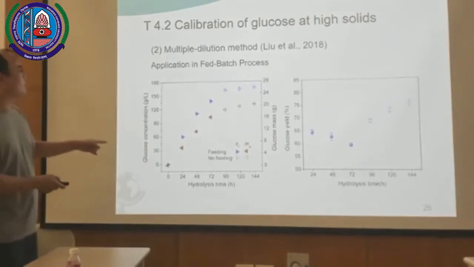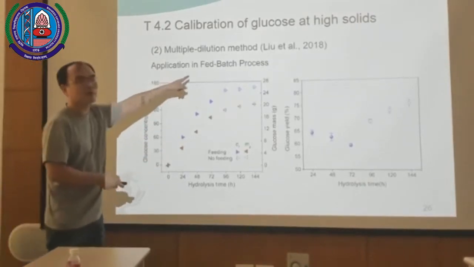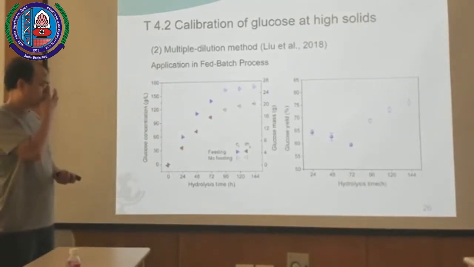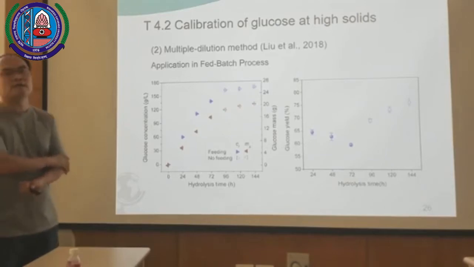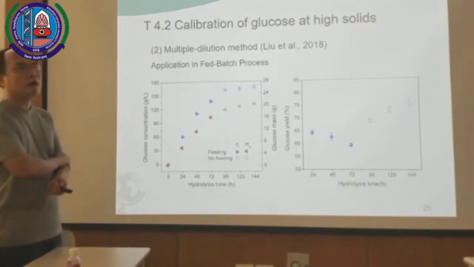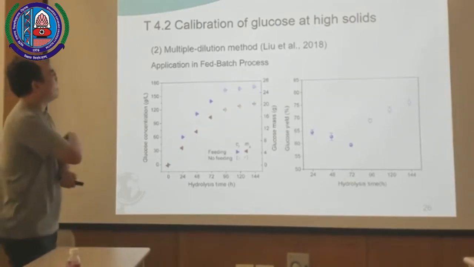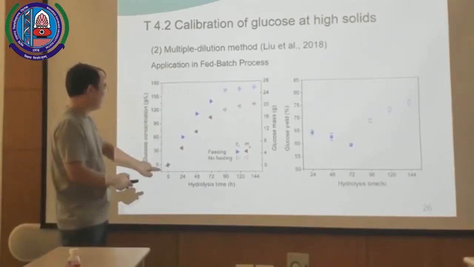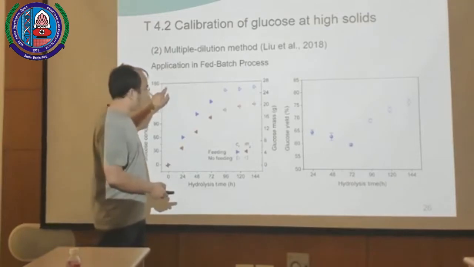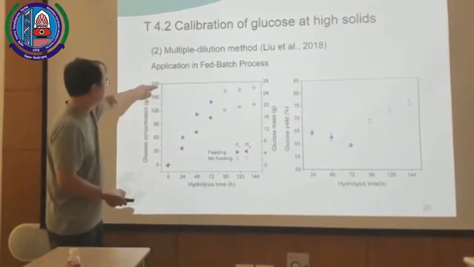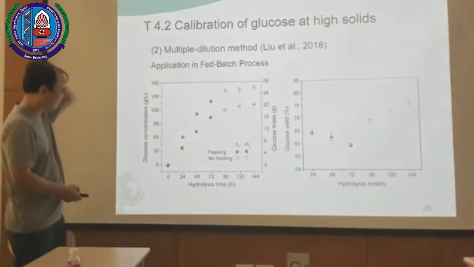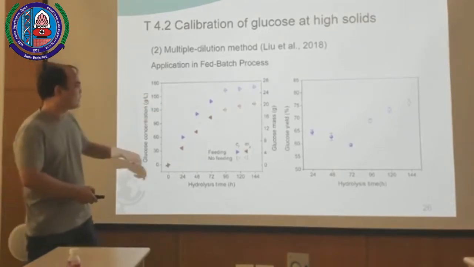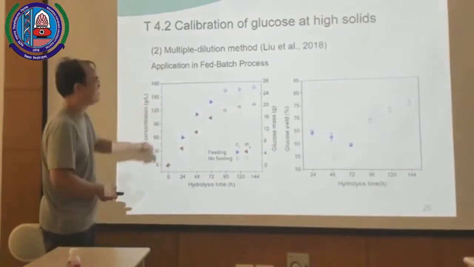This data was from the fed batch process of dilute acid pre-treated corn stover. I used the multiple dilution method to calibrate, and finally I get to know that after the third batch I can get a very high glucose concentration, and the glucose mass is here. I get to know.